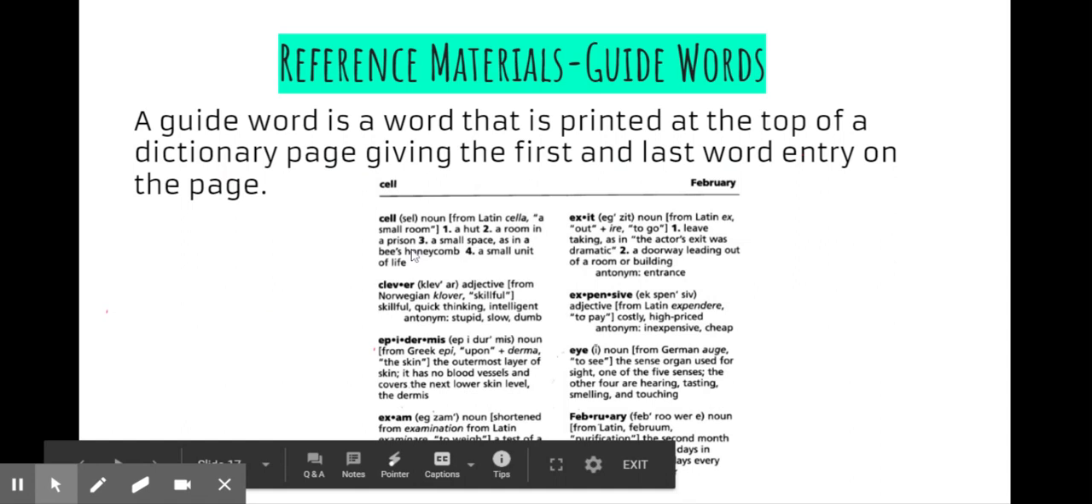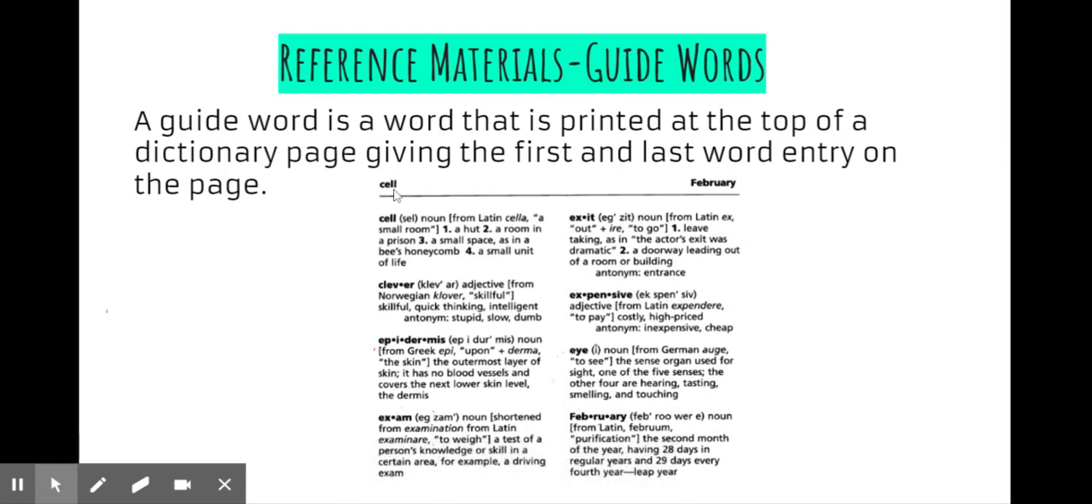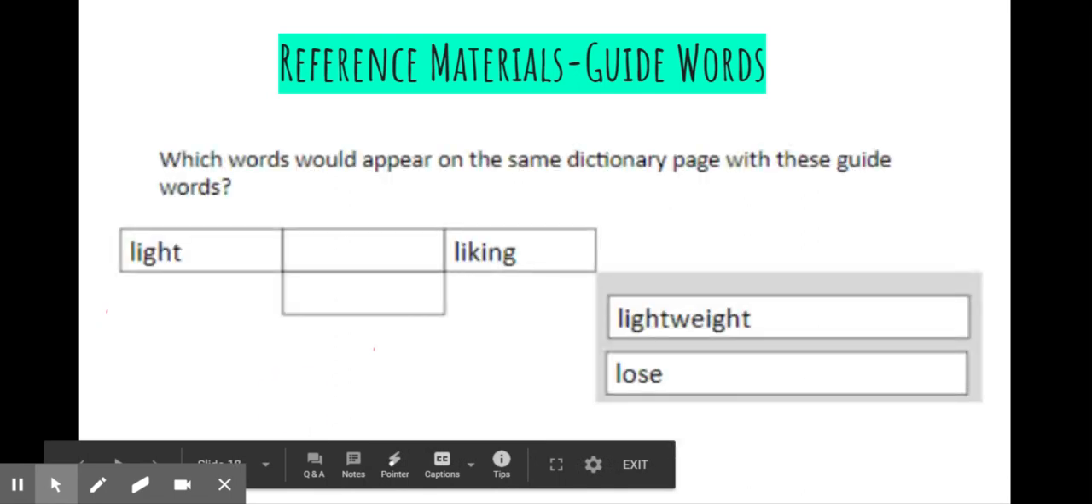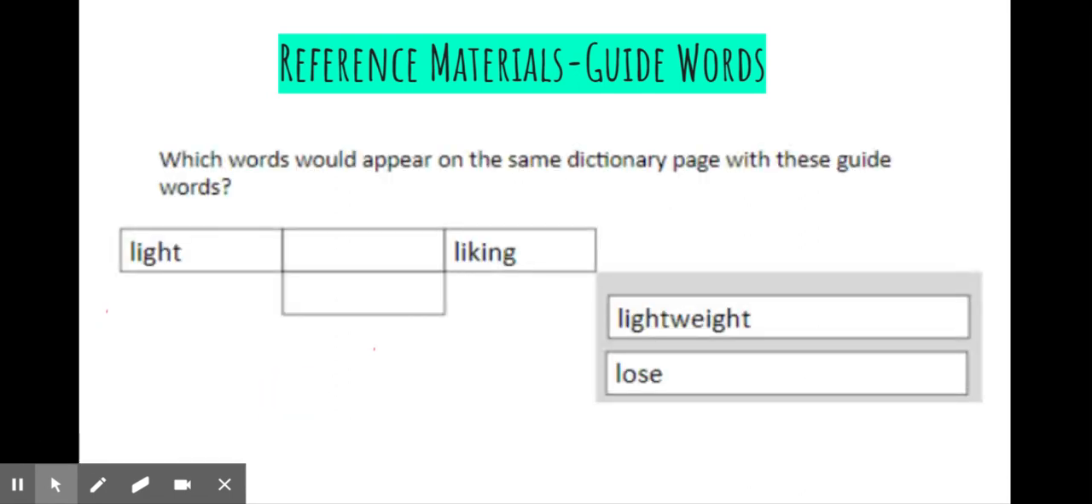Here's an example. Sale is a guide word, and February is a guide word on this page. Sale is the first word on the page, and February is the last word on this page. Now, here's an example of a question that you may see in reference to guide words. Which words would appear on the same dictionary page with these guide words?